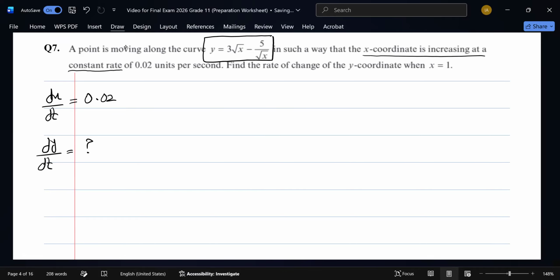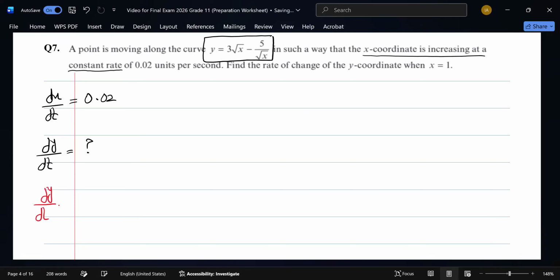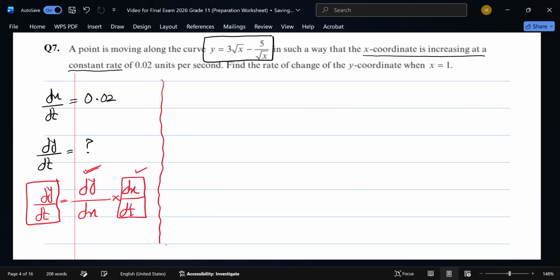And what is the chain rule? It says dy over dt is equal to dy over dx multiplied by dx over dt. Since dx upon dt is given, dy upon dt they ask you to find out, and dy upon dx, yes, we differentiate the given equation and then substitute the value of x, which is 1 here.